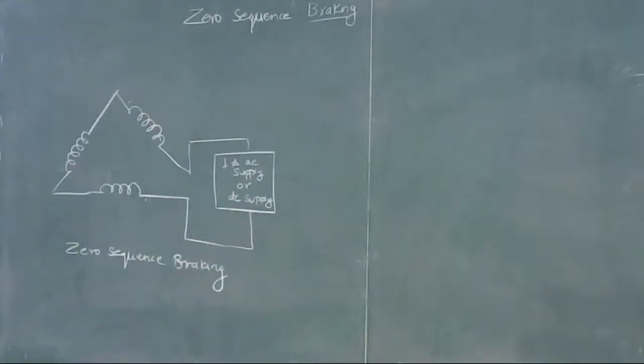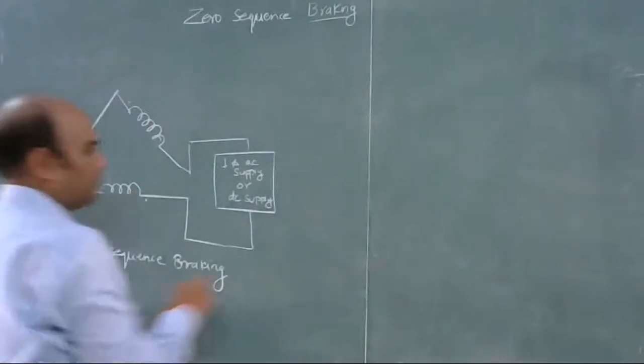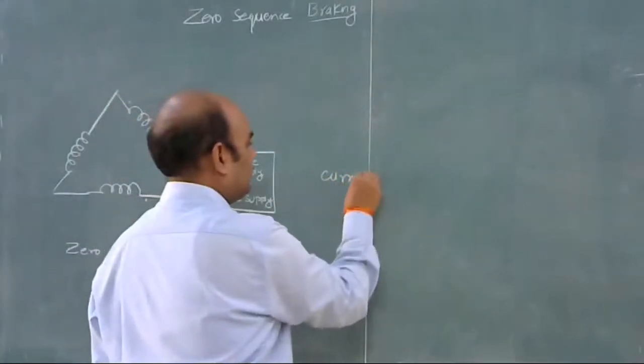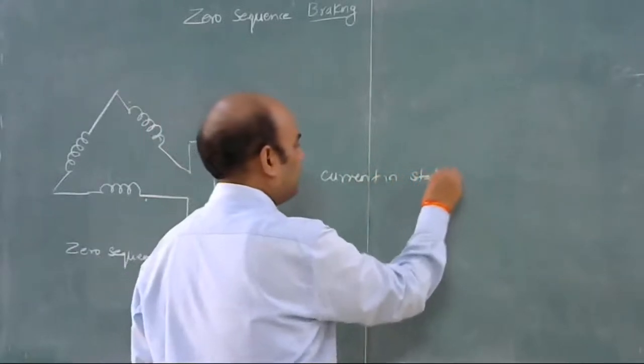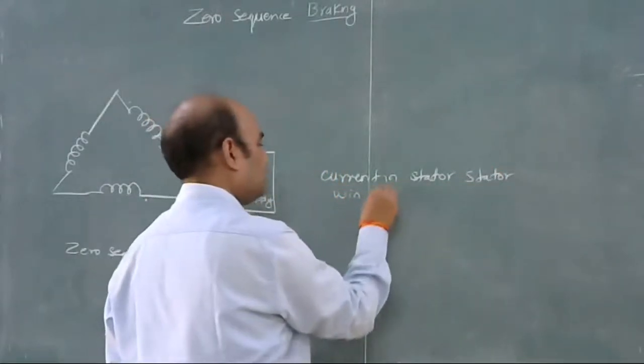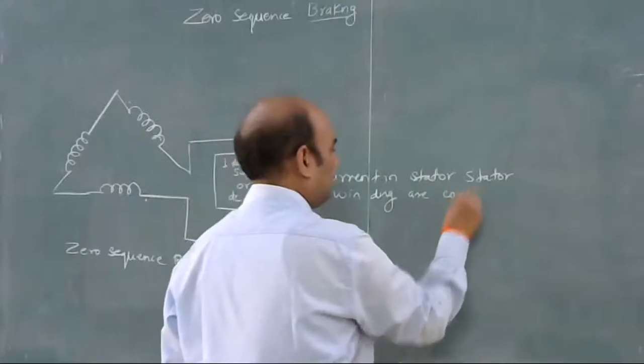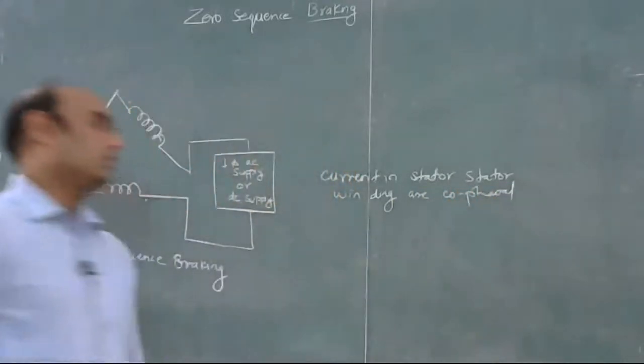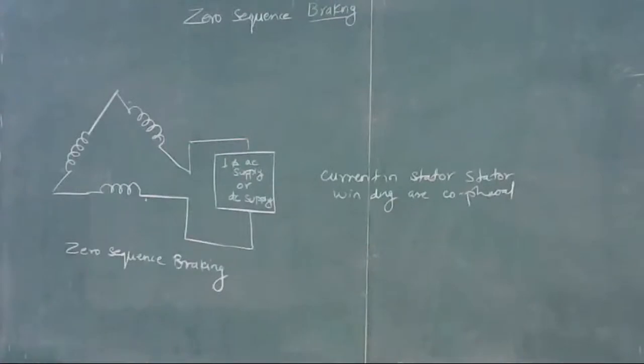Such a connection is known as zero sequence because the currents in the stator windings are co-phasor. That's why it is known as zero sequence connection. The MMF by zero sequence current produces a magnetic field.